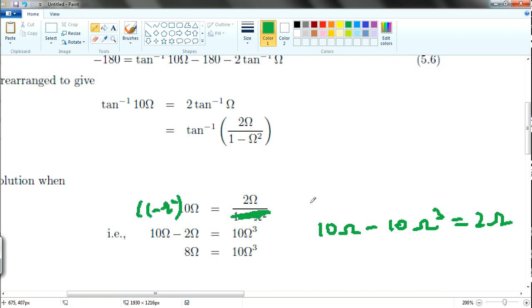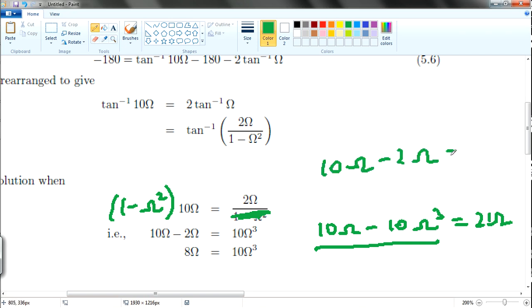As you can see, it's the same thing. This is square, this is omega. Hope you get what I mean. So this is 1 over omega square. If I multiply inside, I get this portion over here, and 2 omega stays here. Then I just rearrange and bring this 2 omega in. So 10 omega minus 2 omega is equal to 10 omega cube. This is where it shows I have 8 omega equals 10 omega cube now.